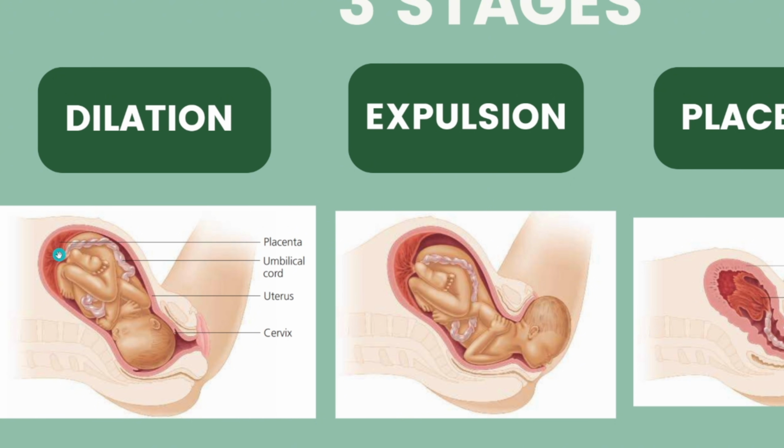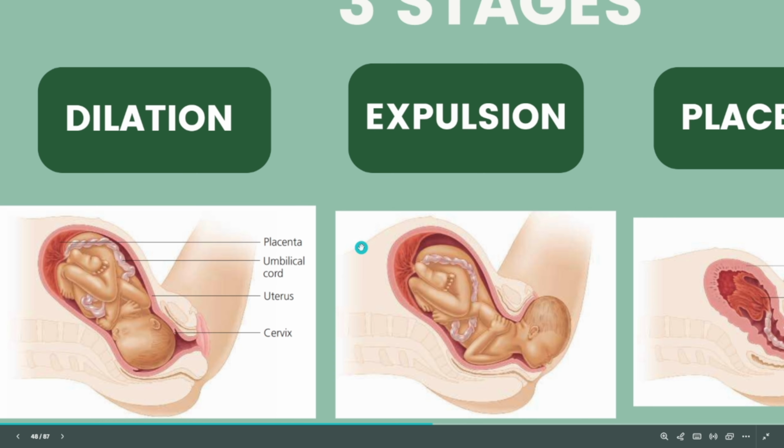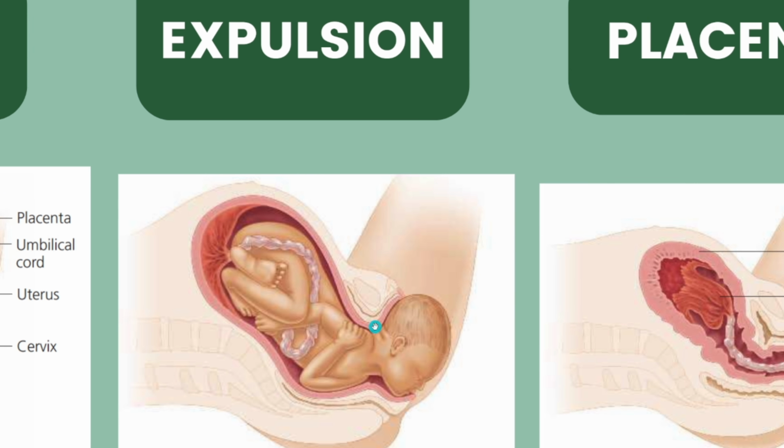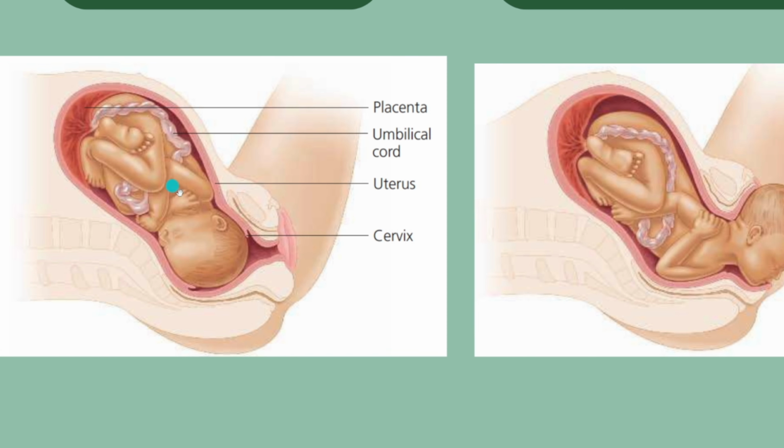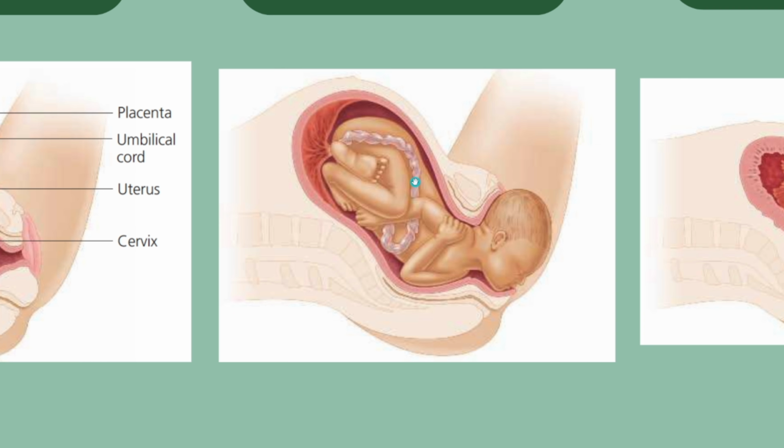But for this stage, the contraction of the uterus will cause pain. So the expulsion stage is only 1 hour, but it is the most painful period. This one is not very painful yet, but the period is very long. You need to be in pain a long time. But for here, it is very painful, but it is very short because the baby is already about to come out.